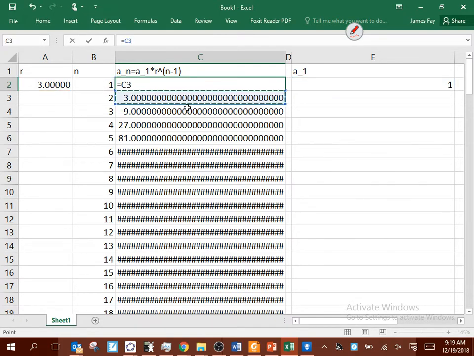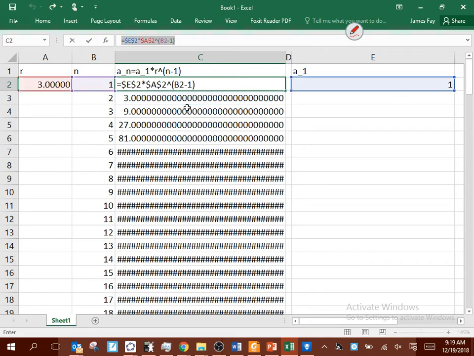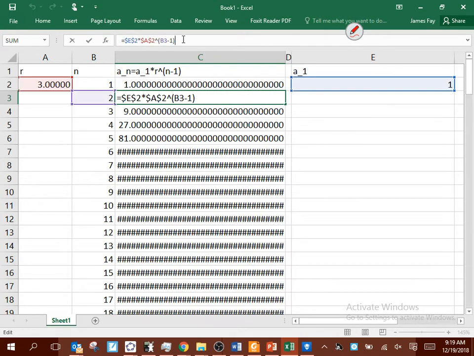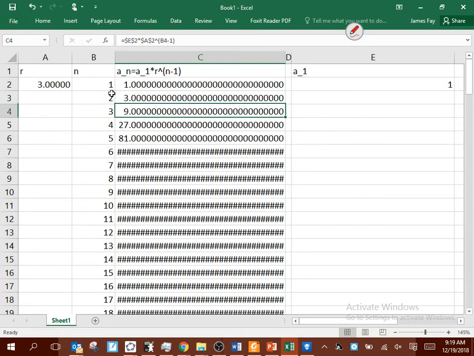Now, if I look at this one, you see that the B2 turned into a B3. So it's allowing me to change the position, right? We call it an index or a counter that allows you to transition to the next spot in your list. Everything else was the same. The E2 was still 1, so A sub 1 is still 1. My R value is still cell A2, which is still 3. But now my n minus 1 is 2 minus 1. So that's going to give me the second value. And I keep doing that.